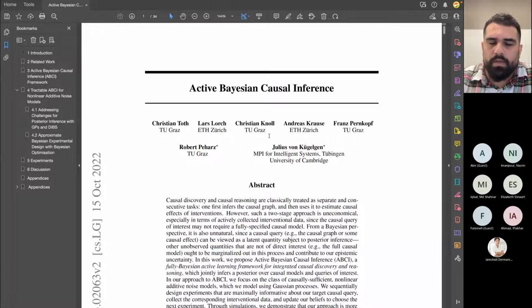Today I'm going to talk about this paper that was, I'm not sure if it was published or submitted, at NeurIPS 2022. It's titled Active Bayesian Causal Inference. And we will go over this together and talk about their approach and what they basically did in this work.